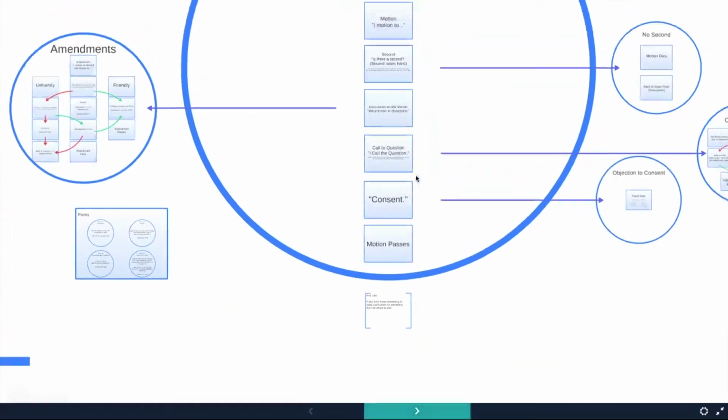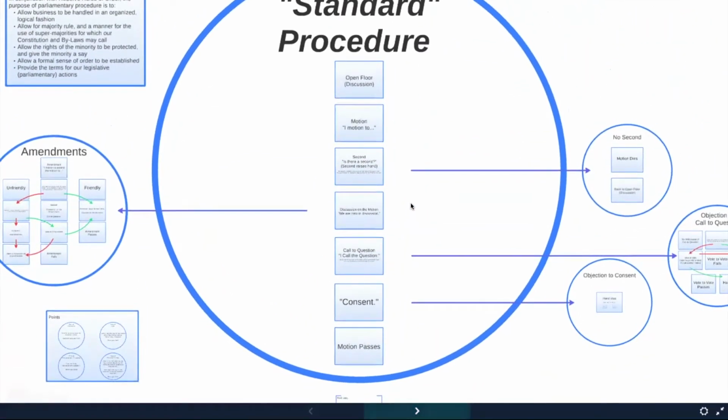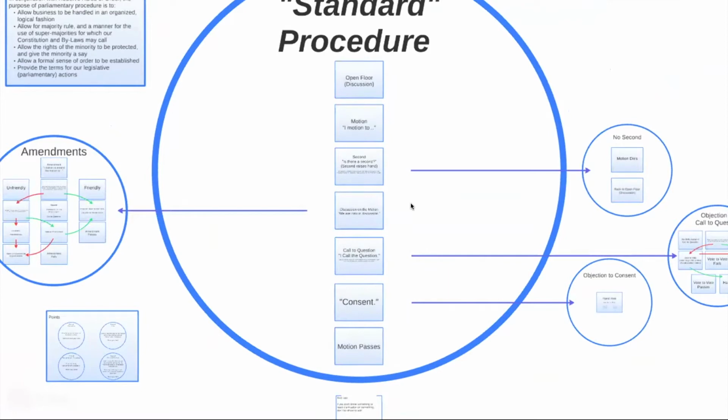Okay, so I'm going to back this up just a little bit and review it from this angle. So the floor is going to be open. I motion to pass this resolution. Is there a second? Seconded by Senator whoever. We're now in discussion. There's a call to question. A question has been called. Is there an objection to call to question? And we're assuming, for this example's purpose, that we have consent, and then the motion passes.